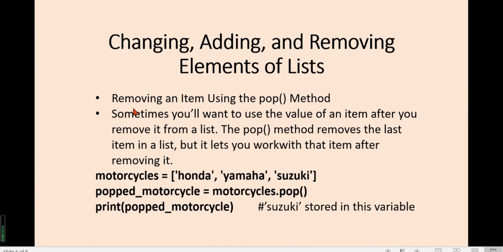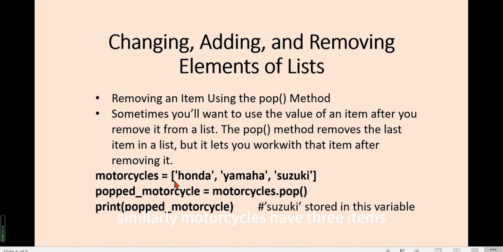You can also remove an item using the pop method. Sometimes you will want to use the value of an item after you have removed it from a list. The pop method removes the last item in a list by default, but it lets you work with that item after you have removed it.